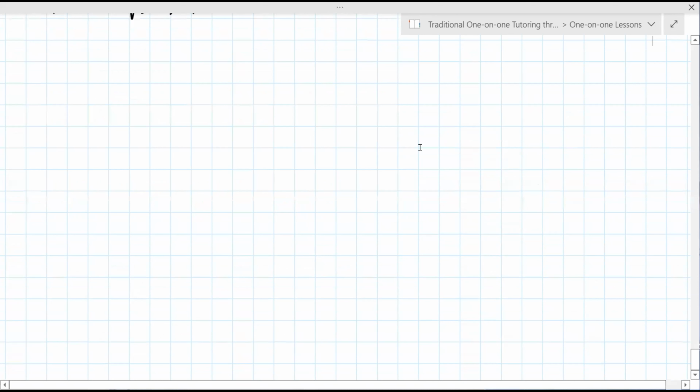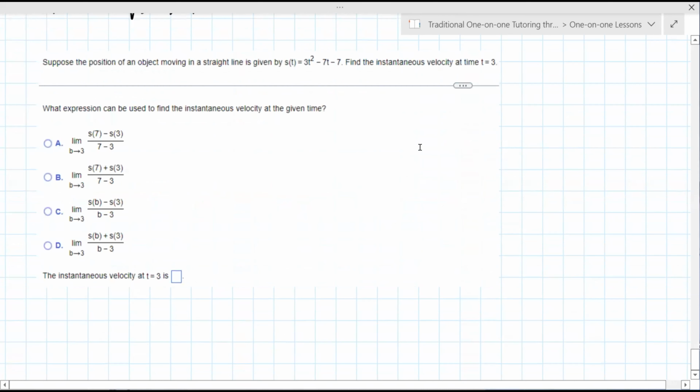Suppose the position of an object moving in a straight line is given by s of t equals 3t squared minus 7t minus 7. Find the instantaneous velocity at time t equals 3.